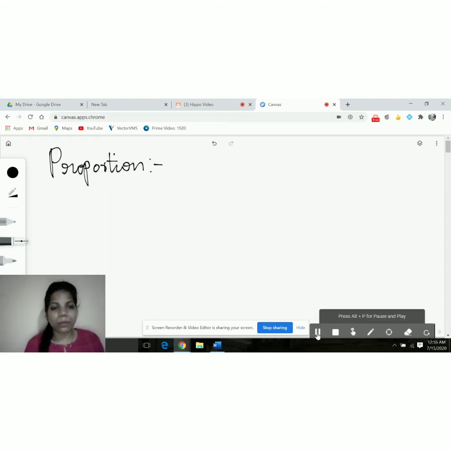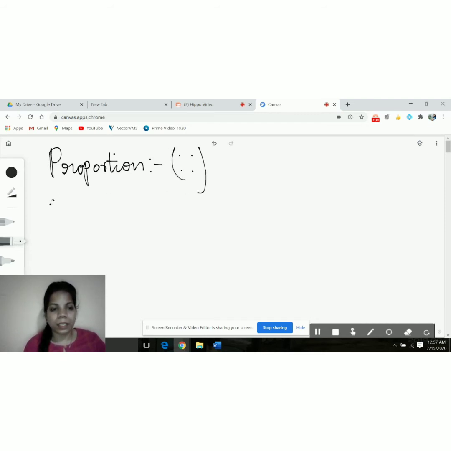Now let us see what a proportion is. A proportion is an equation which states that two ratios are equal. When two ratios are equal, then the terms of the ratio are said to be in proportion. Okay? So the symbol for proportion is this. This is the symbol for proportion.